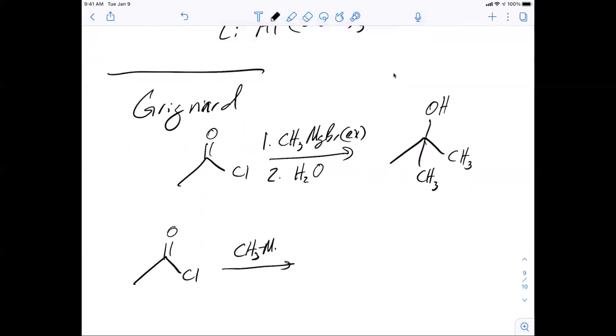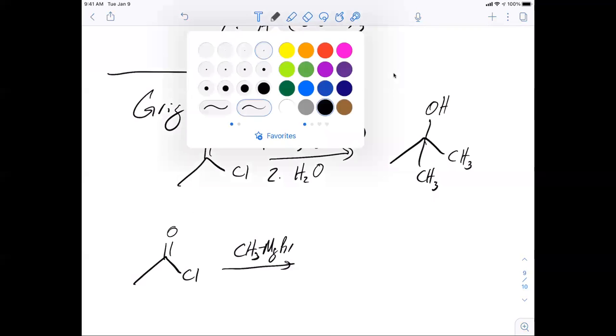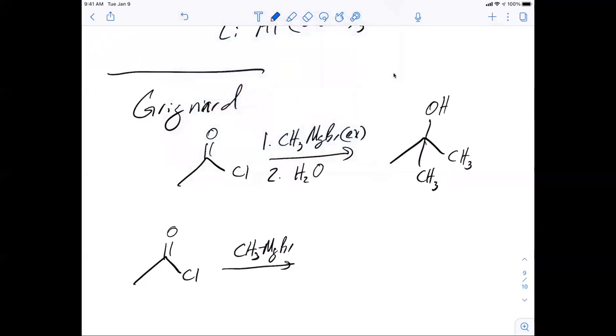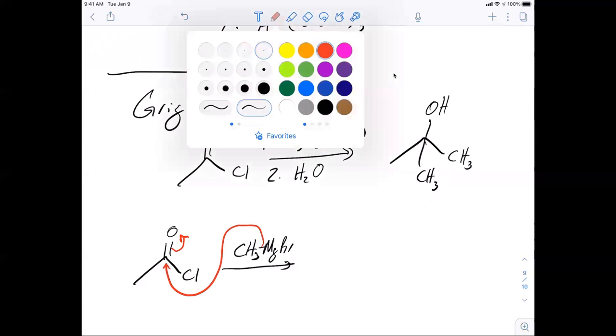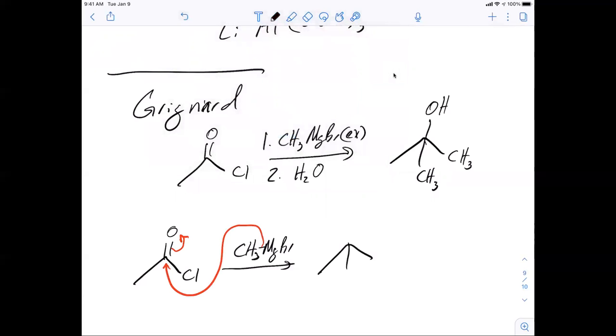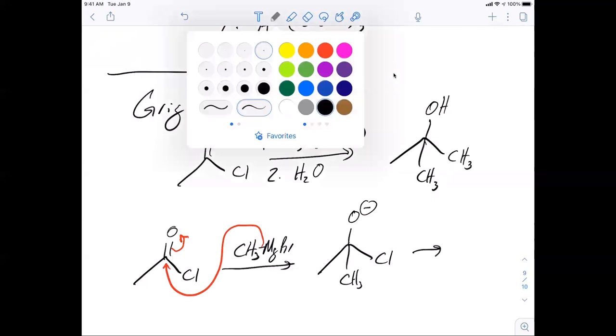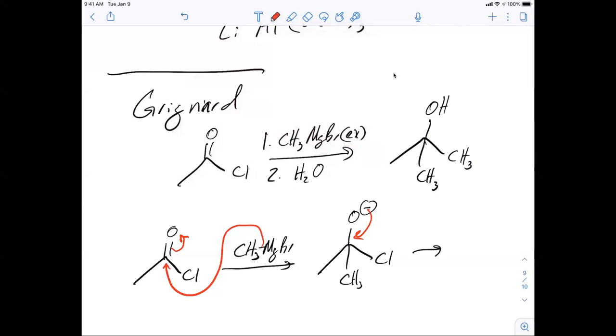So if we think about this reaction, carbon negative reacts here, right? So nucleophile attacks the carbonyl, pi bond breaks. That gives me this intermediate, this tetrahedral intermediate. Now I still have the chloride, right? So that means the oxygen negative is going to come down, kick off the chloride. So chloride's a good leaving group.